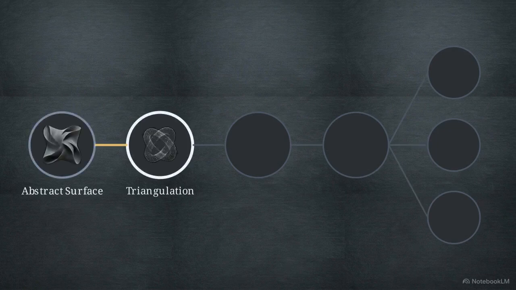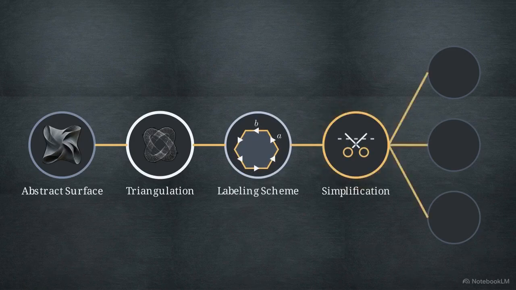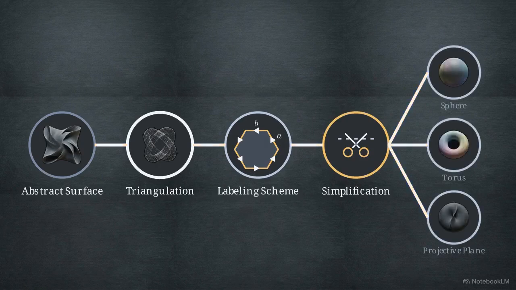This flowchart maps the complete mathematical pipeline. We take an abstract surface, break it into a triangulation, and unfold it into a flat polygon with a labeling scheme. By cutting and pasting, we mathematically simplify it into a sphere, torus, or projective plane.